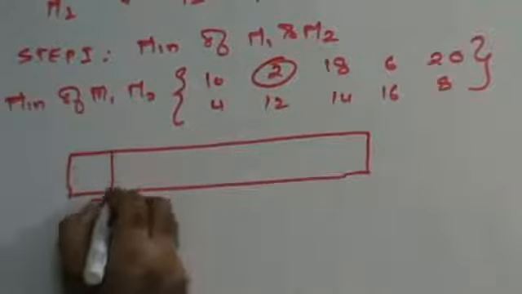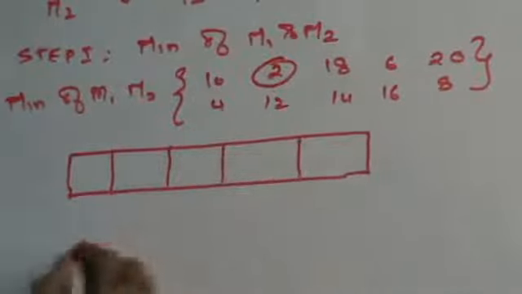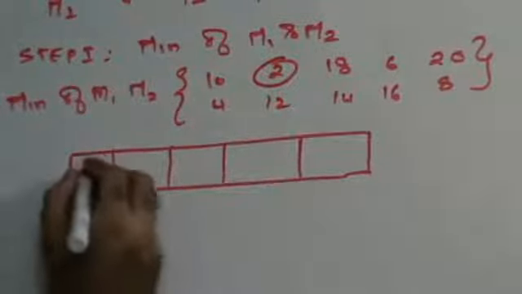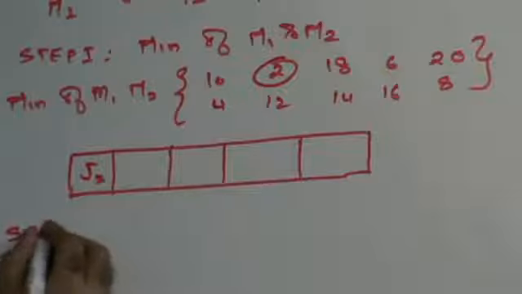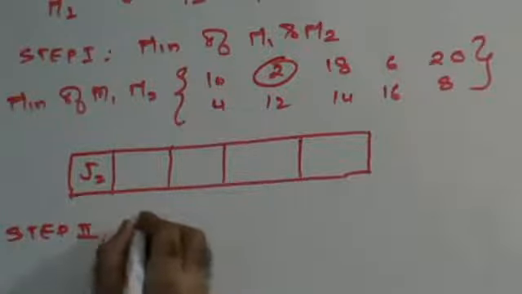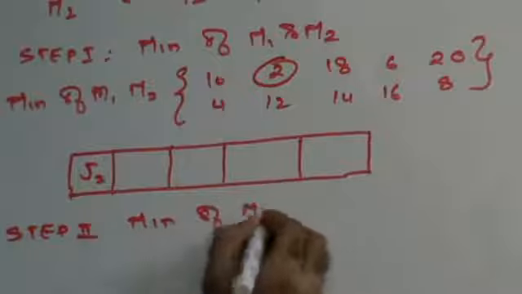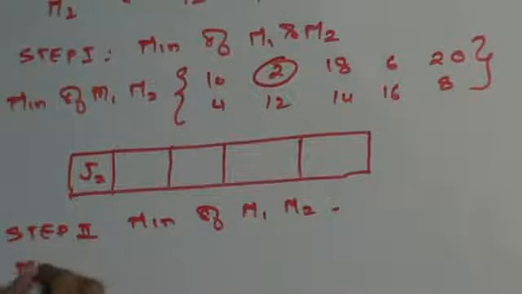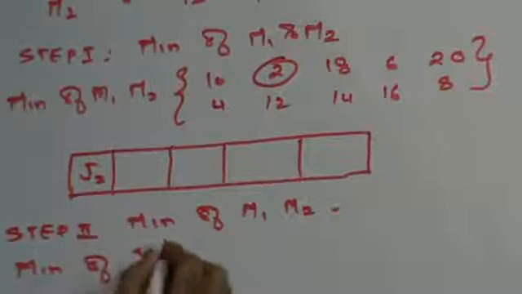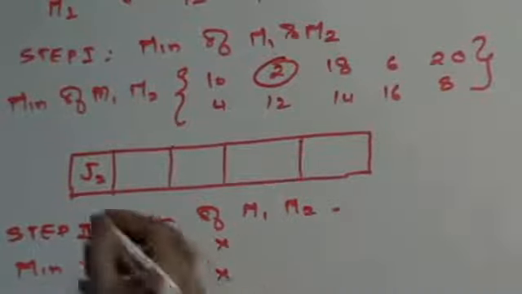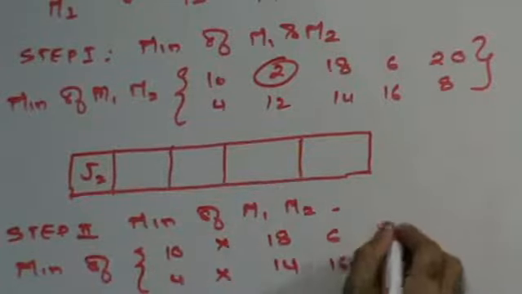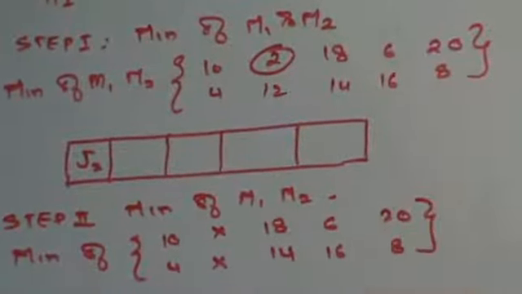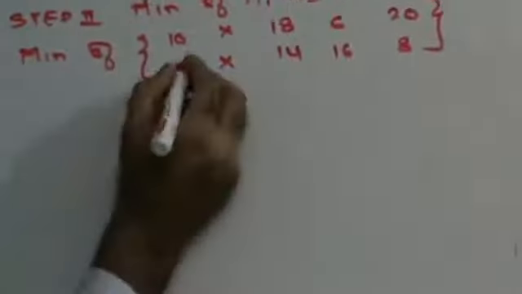5 columns I need. Right? 2 is in column J2, therefore I have written J2 here. Right? Step 2. Min of M1 and M2. So this will be min of 10, 4, cross, since it's already been selected, 18, 14, 6, 16, 28. Right? The next minimum value is 4.